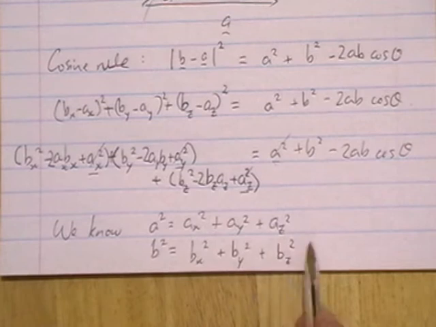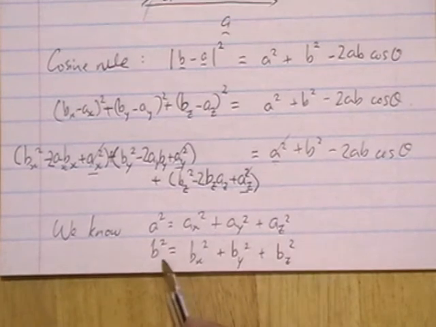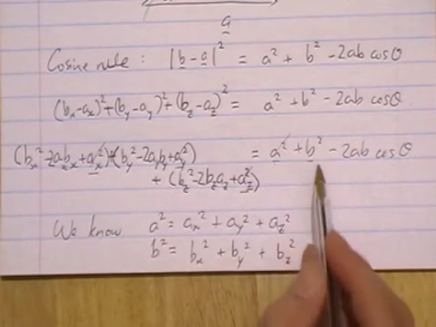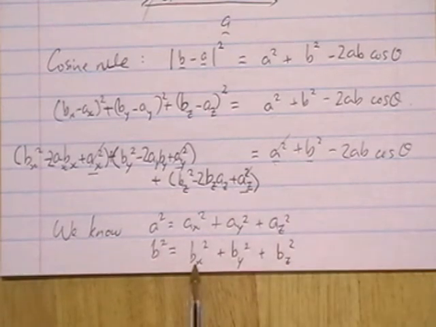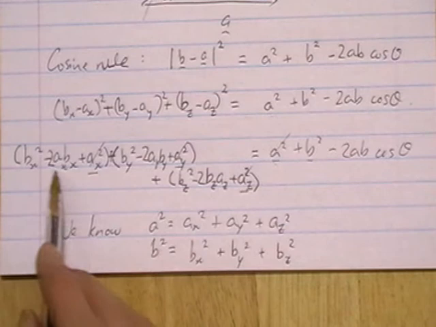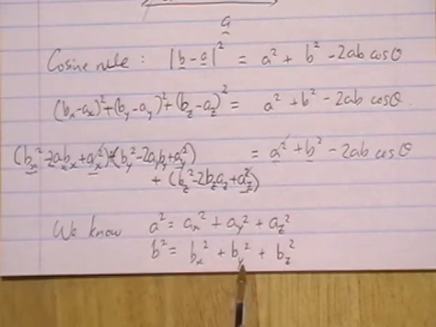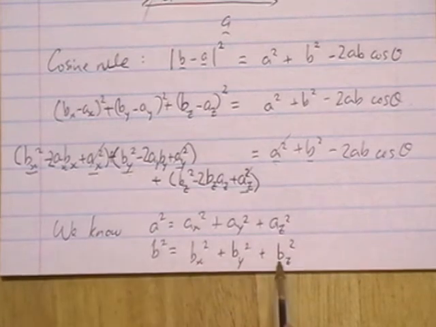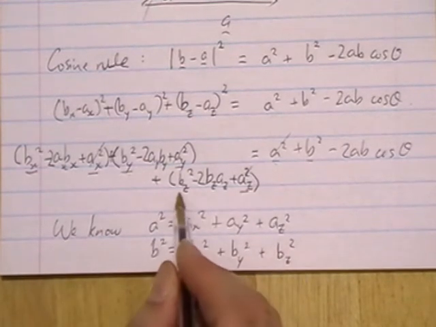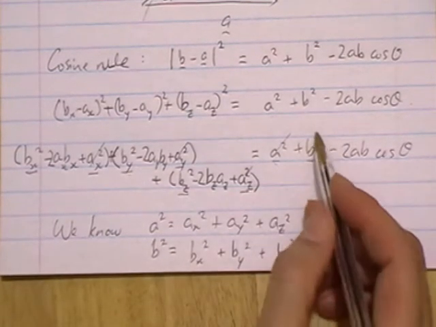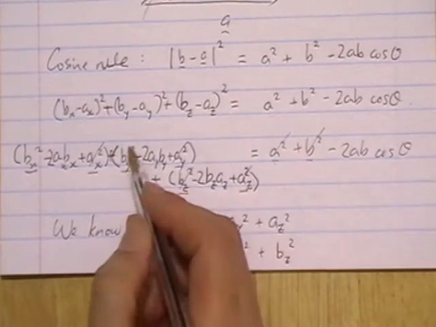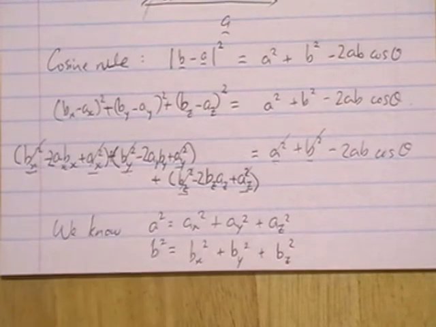Likewise, I can do it for b squared and those terms here. B squared is there, bx squared is here, by squared is there, and bz squared is here. Therefore, I can subtract from both sides and those are gone.